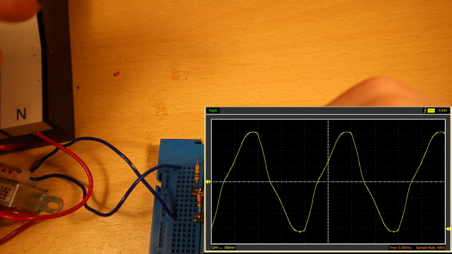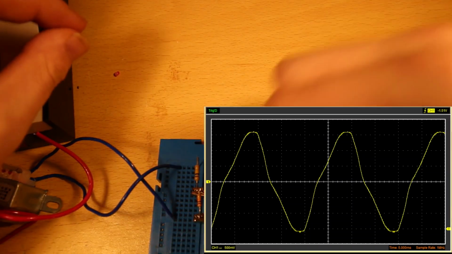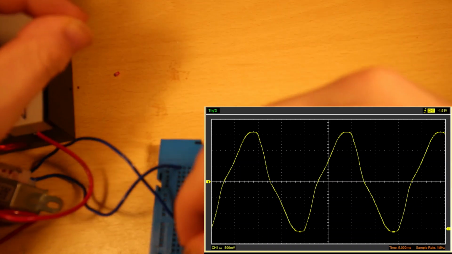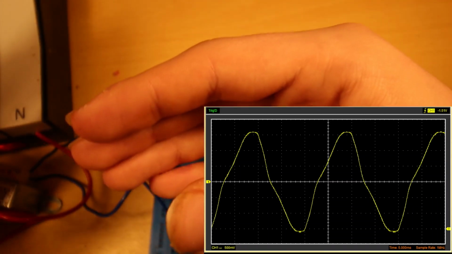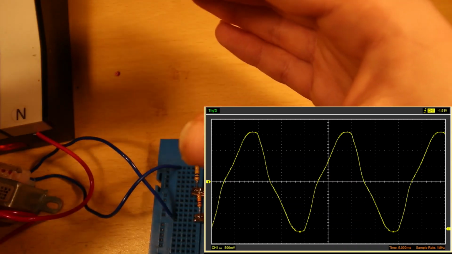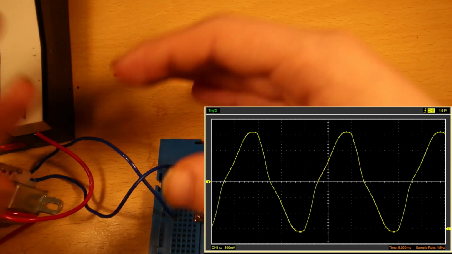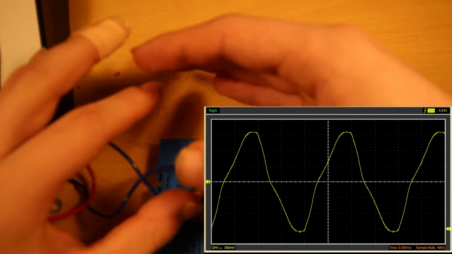It goes both ways. That's where the name alternating current comes from. It alternates direction. In this case, because I'm in Europe, it alternates direction 50 times per second. It's 50 hertz, which is the frequency. In America, that would be 60 hertz, 60 times per second.